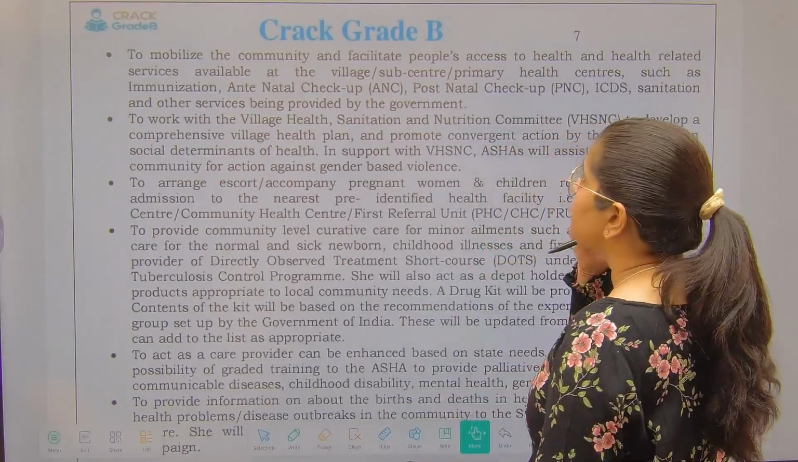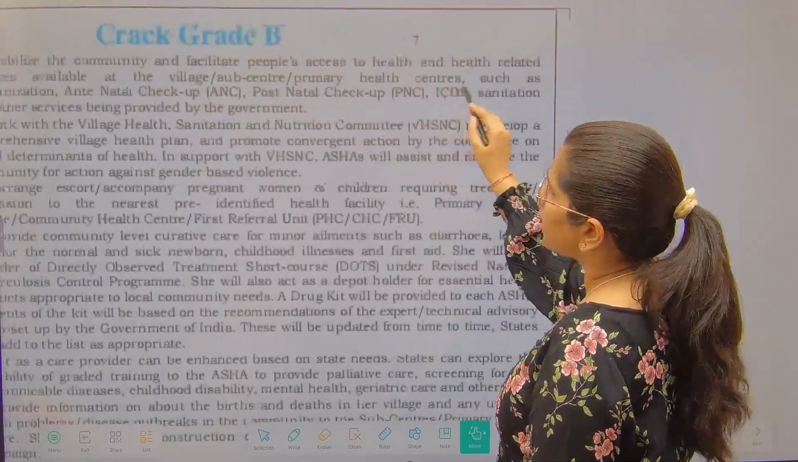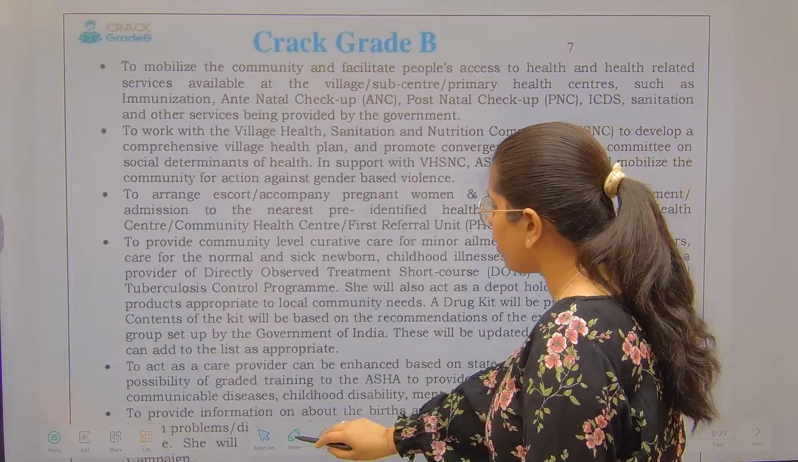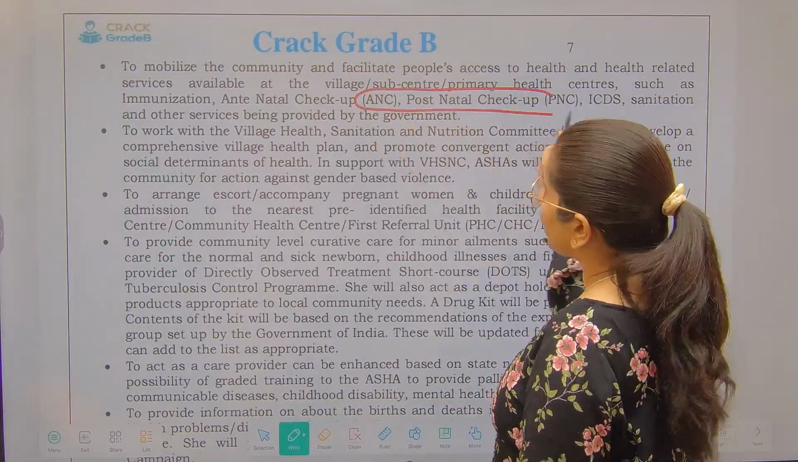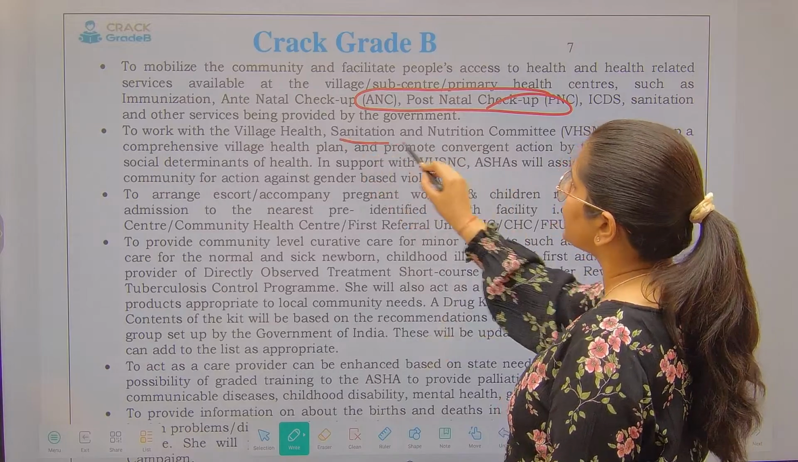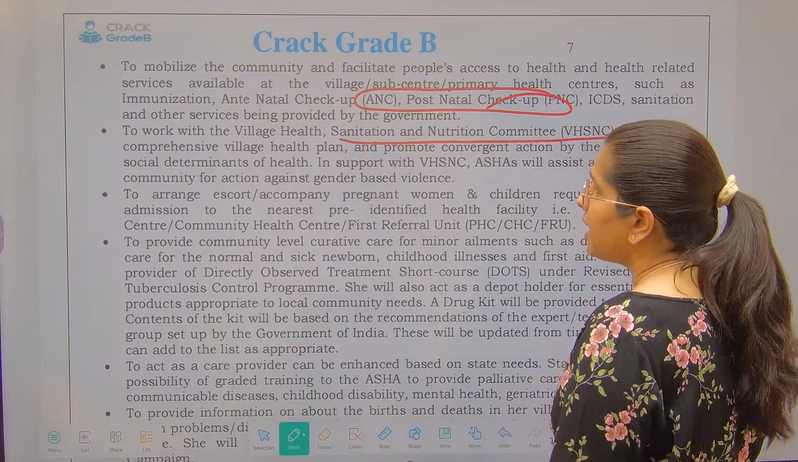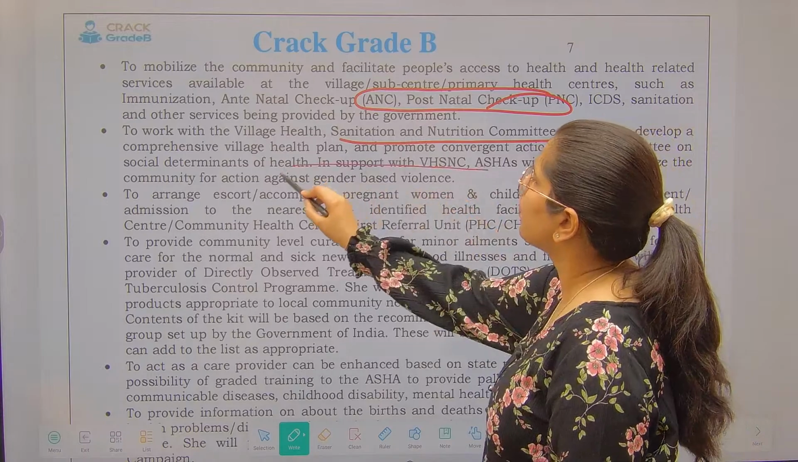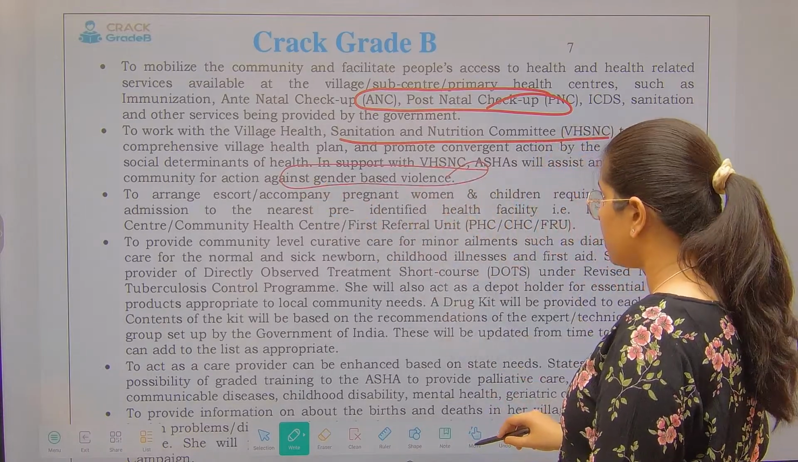Here, next one is postnatal health checkup, prenatal health checkup for all the pregnant ladies. Work with village health, sanitation and nutrition committee. And obviously, you want to also prevent gender-based violence.